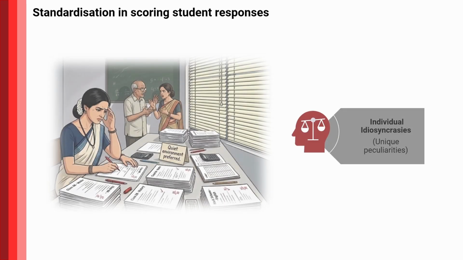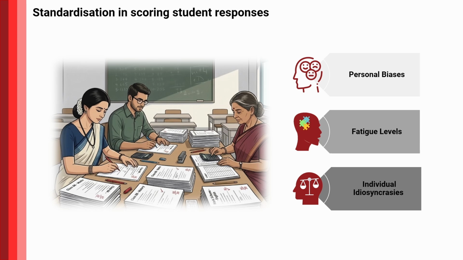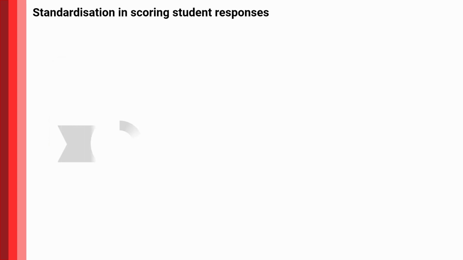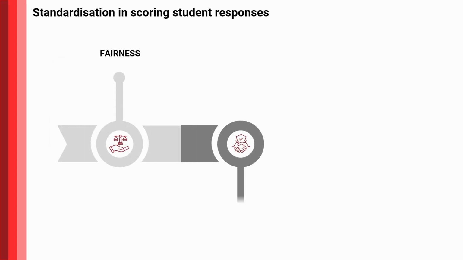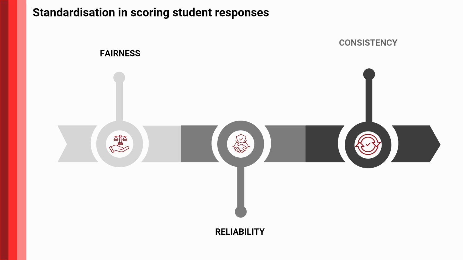Idiosyncrasies are the unique personal habits or quirks that make someone different from everyone else. For example, an examiner who prefers grading in silence may score harshly in a noisy environment. These subjective elements can compromise fair assessment, which is why we need standardized approaches. Standardization helps improve fairness, reliability, and consistency. But how do we do this?